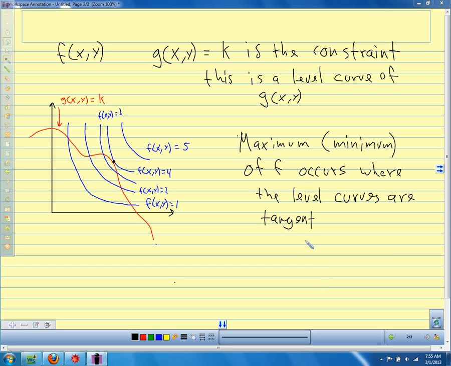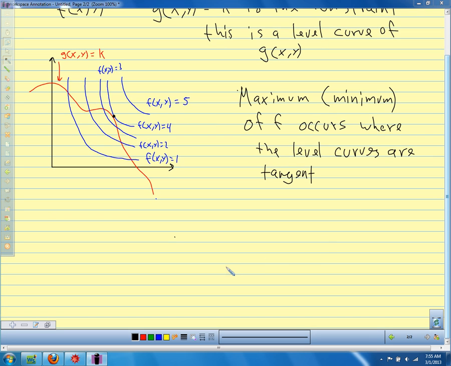All right, so our maximum, if we have this smooth curve, and we'll state it more precisely in just a second, the maximum, or the minimum, is going to occur where the level curves are tangent. So what else do we know? If they're tangent, what does that tell us about the functions? What do we know about level curves? The gradient is normal to all the tangent vectors. The gradient is going to be normal to all the tangent vectors, so it's going to be normal to the level curves.